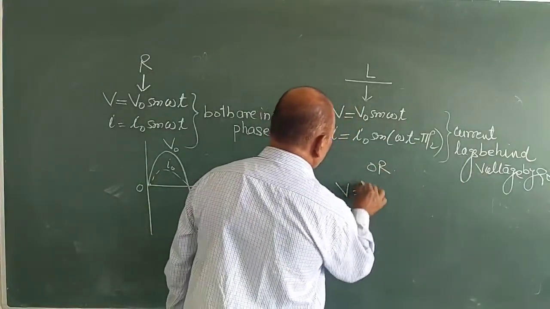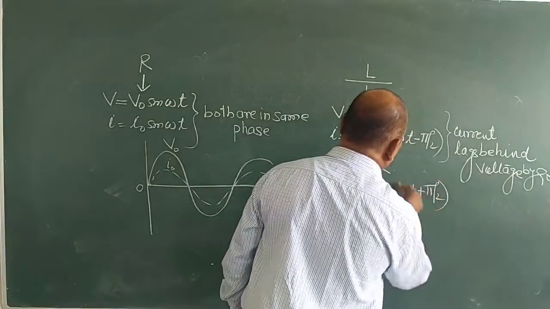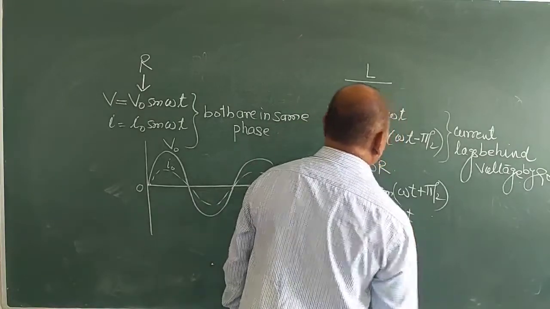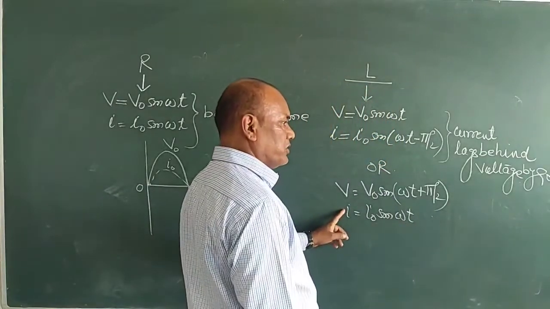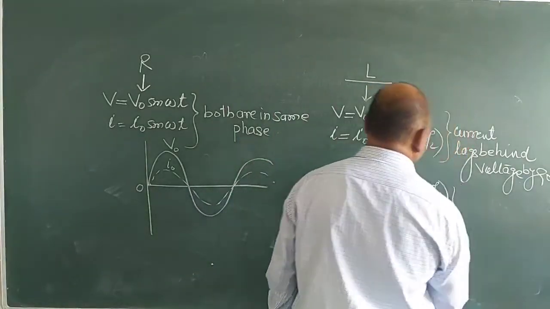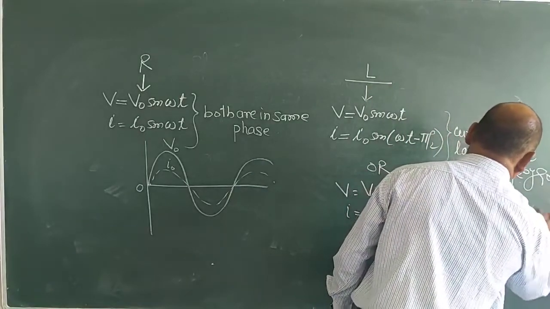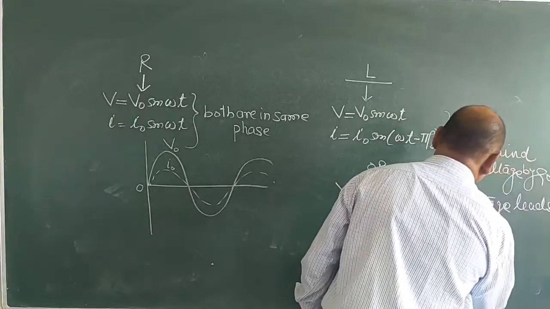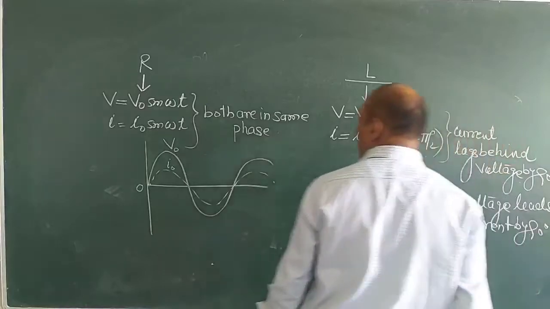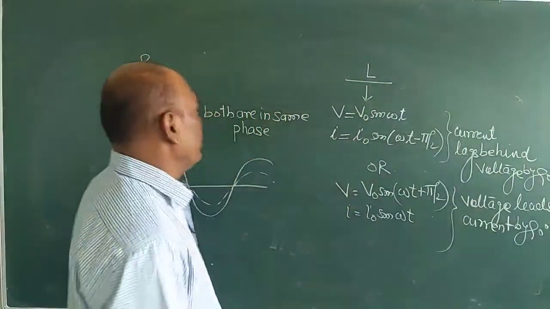or V is equal to V0 sin (omega t plus pi by 2) and I is equal to I0 sin omega t. If current starts from origin, then voltage leads the current. So we can say voltage leads current by 90 degrees. So this is the situation in the case of an inductor.